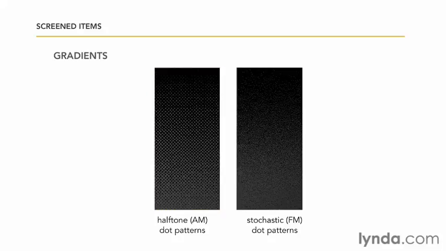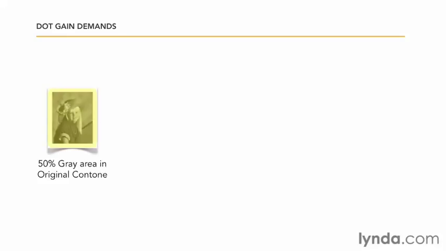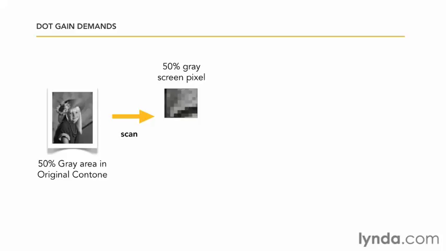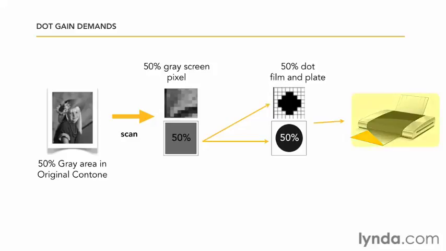So those are the two different types of screening technologies that we work with, AM and FM. And in your mind's eye, then, what you can think about and remember is you start with a continuous tone image, you scan that image, and let's say we start with a 50% grayscale area, and you create a 50% grayscale pixel. If your printing device is calibrated and set up properly, that 50% pixel becomes either a 50% halftone dot or a 50% spacing of FM dots when it goes to either a piece of film, which is very uncommon these days, or a plate, or directly onto the printing device, such as a digital press or an inkjet device.